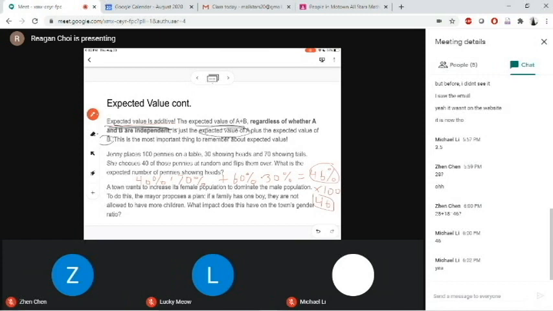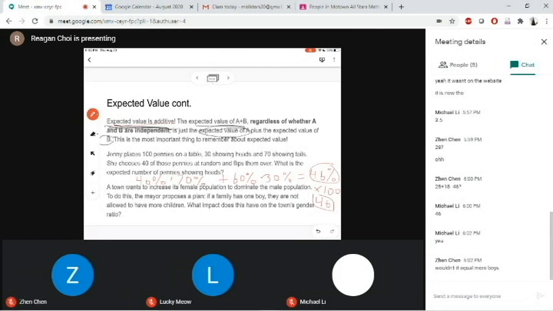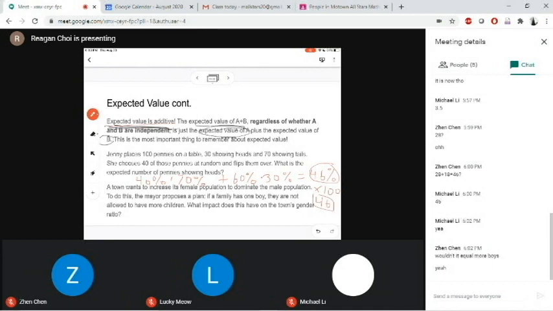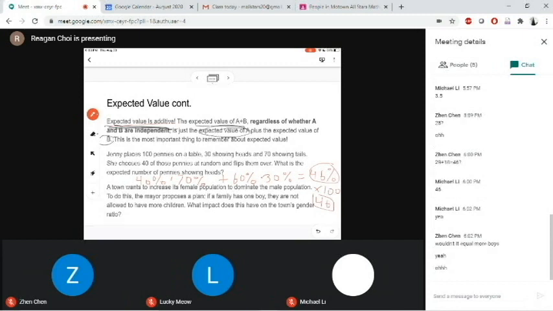Wouldn't it equal more boys? What do you mean by that? Like the boys' population goes up? And if so, why? The mayor's argument here is that some families will have multiple girls, but no family can have more than one boy. So that means girls go up. Okay. But let's think about this mathematically.